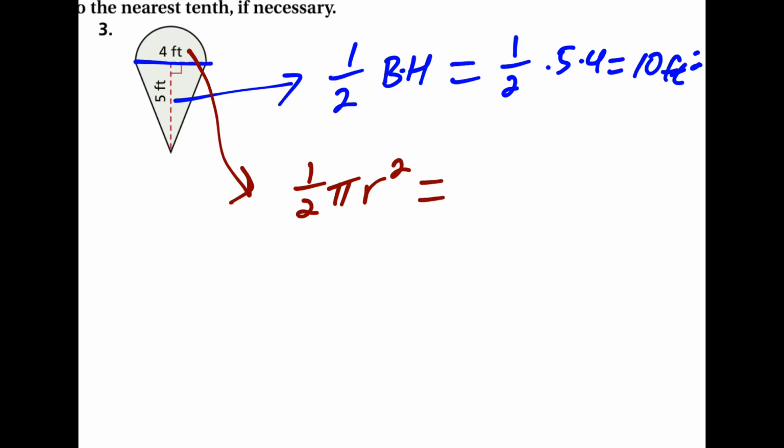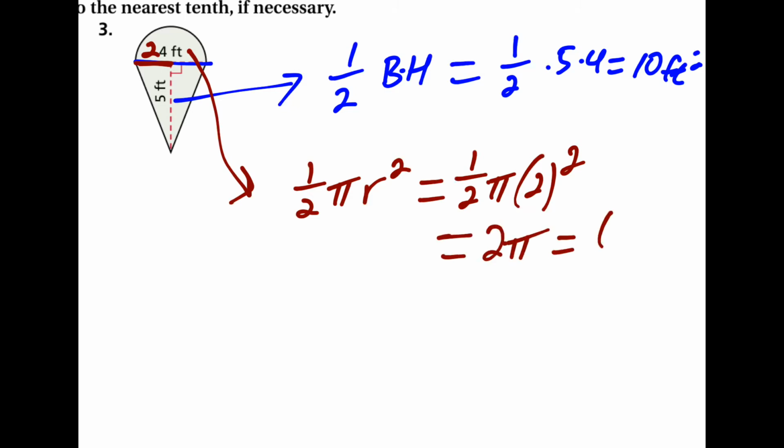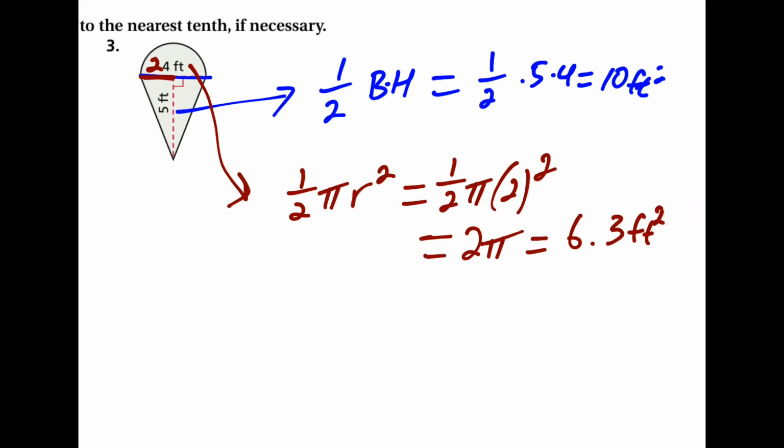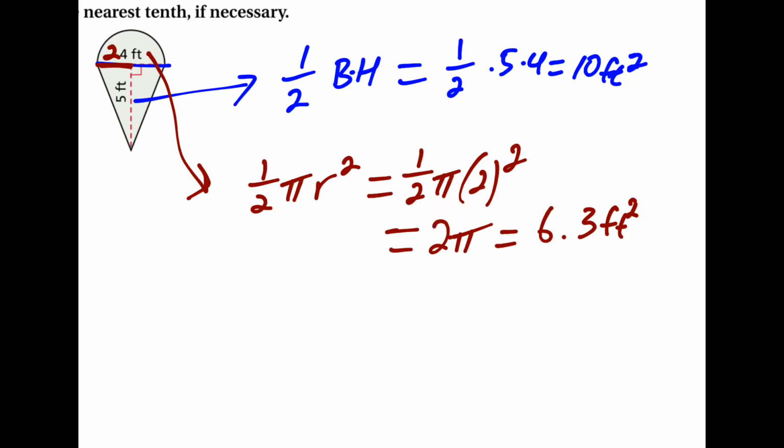For the circle, we're going to use 1/2 pi r squared, because it's actually a semicircle. And if the diameter is 4, then the radius is going to be 2. So we're going to plug that in. And 2 squared times 1/2 is just going to be 2. So this is going to simplify to 2 pi. And if we round that, we get 6.3 feet squared. So both of these, the units should be squared. We have 10 and 6.3. If we add them together, we get 16.3 feet squared.